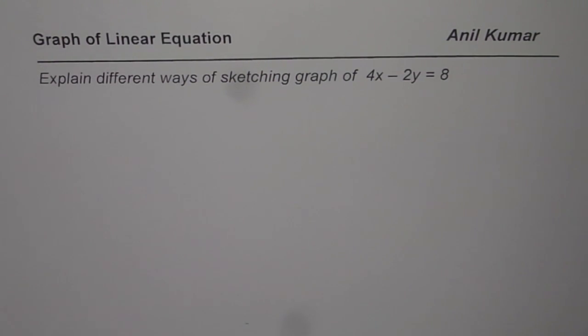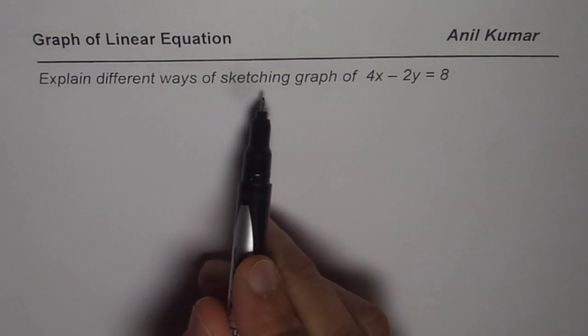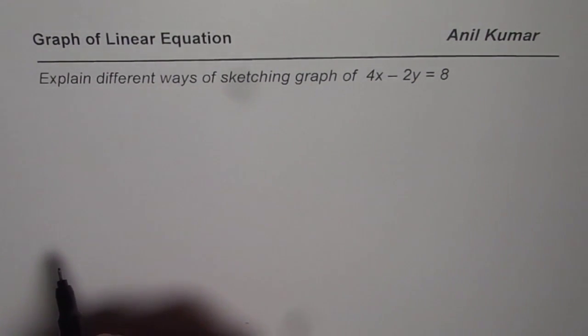Now in this particular example, we'll try to understand how to sketch the graph of a function which is represented by a linear equation. Question is, explain different ways of sketching the graph of 4x minus 2y equals 8.